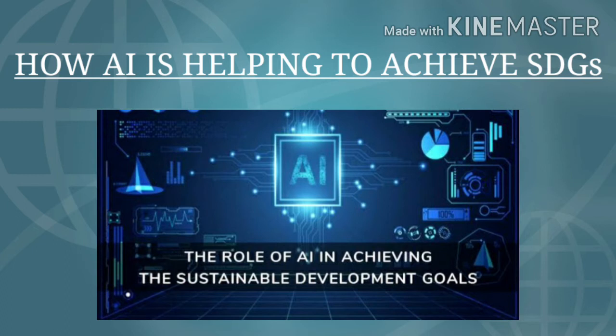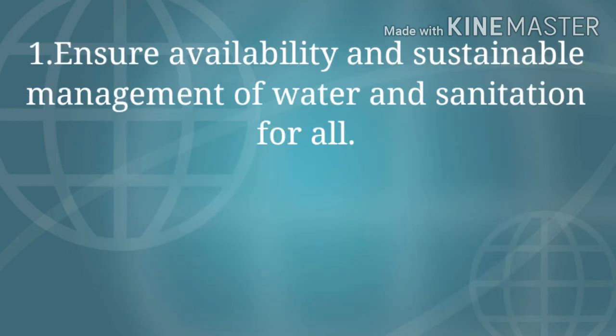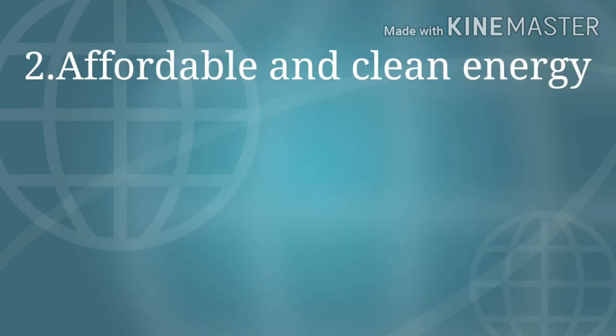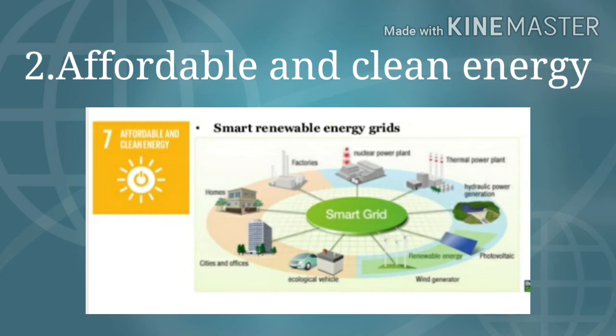So, children, we can see some examples of AI helping in achieving sustainable development goals. The first one is ensuring availability and sustainable management of water and sanitation for all. Using smart water management solutions can help us decrease water consumption. And the next one is affordable and clean energy. We can use AI-based smart energy solutions to achieve minimum energy consumption.